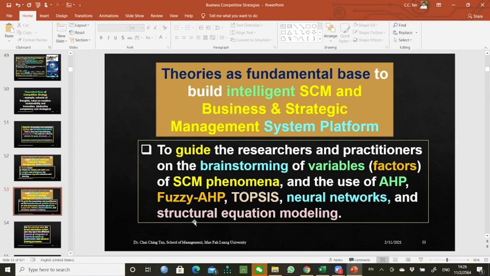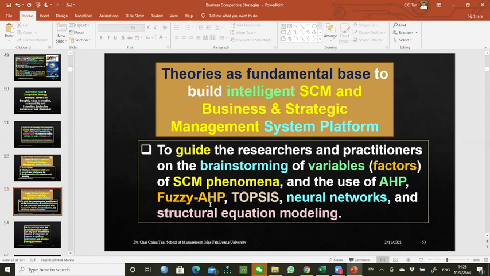Okay, so that's the reason why you have learned a lot of Michael Porter's forces. Why do you still need to brainstorm? Because theory allows you to brainstorm. So if you want to use a lot of computer programming and supply chain mathematical simulation systems like AHP or fuzzy AHP or TOPSIS optimization or neural networks or structural equation modeling, and so on.